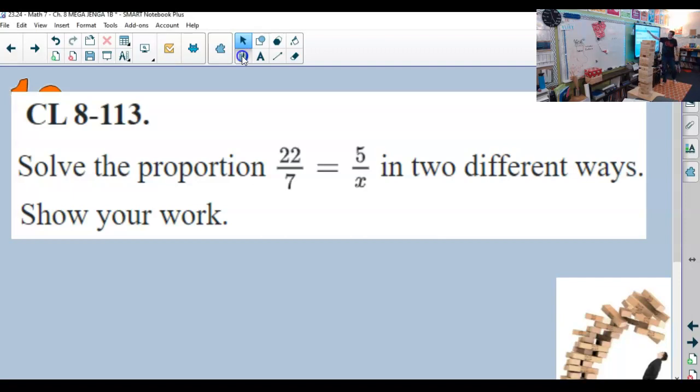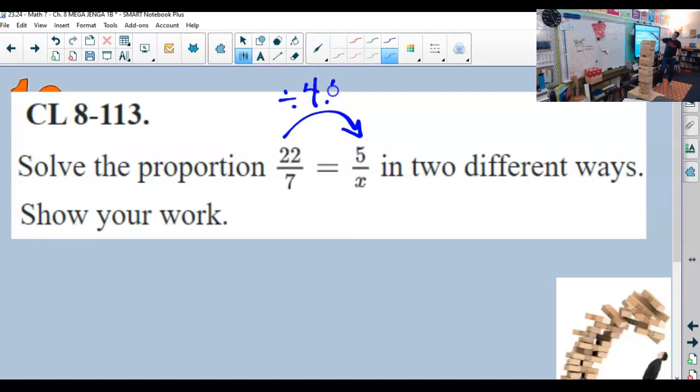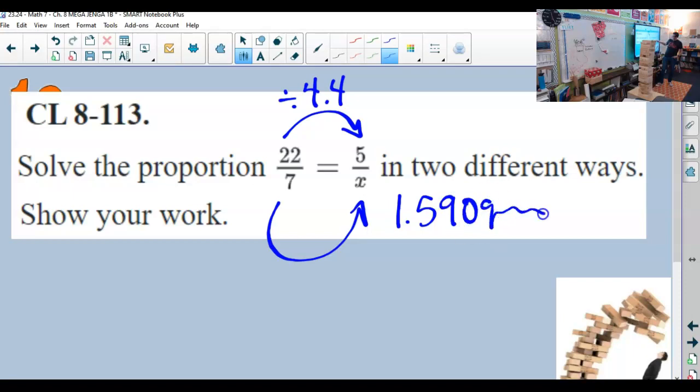Okay, so for one of them, I started off by dividing 22 by 5 and got 4.4. So you figured out this relationship by division is 4.4. Yeah, so then I did the same thing on the other side, and I got x as 1.5909. What's another relationship you could look at instead of going left to right?